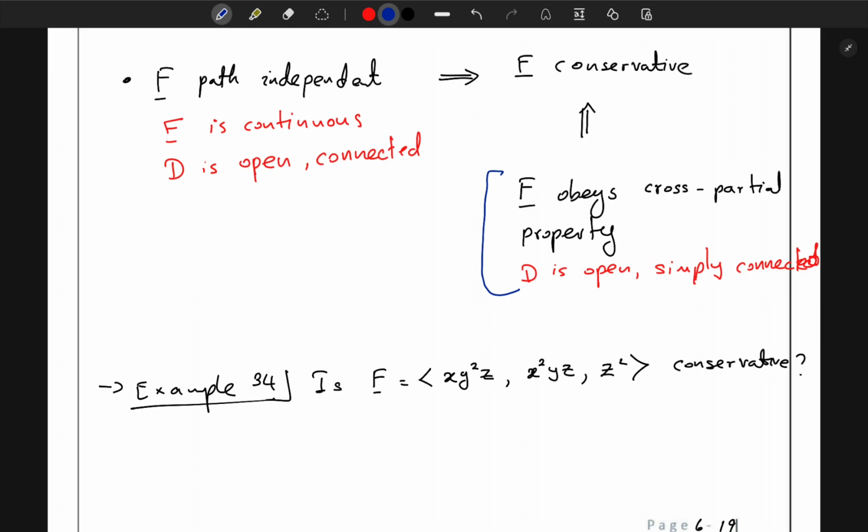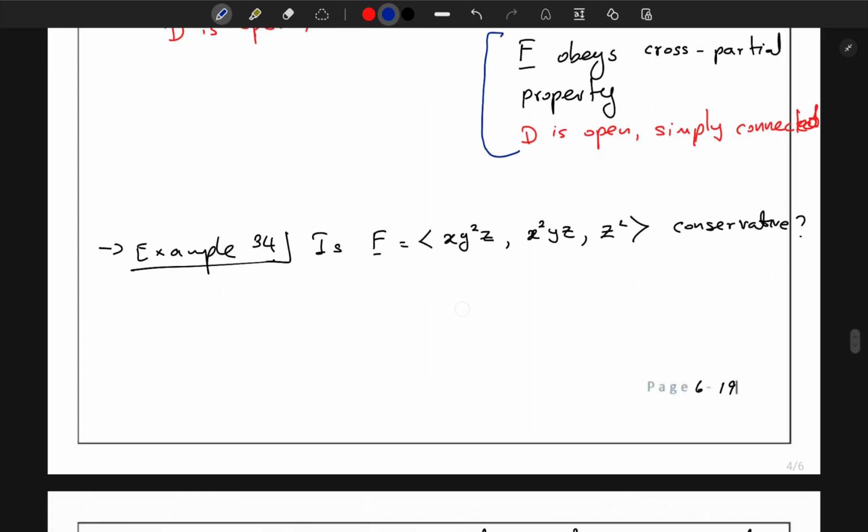Okay, we did one example, but let me go through it again. Example number 34. Is this field conservative? Now it is defined everywhere. Since these are just polynomials, defined everywhere, so open, simply connected, all the properties are there. Now we need to check whether it obeys the cross partial property.